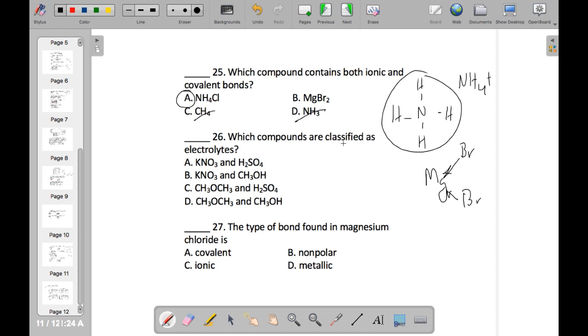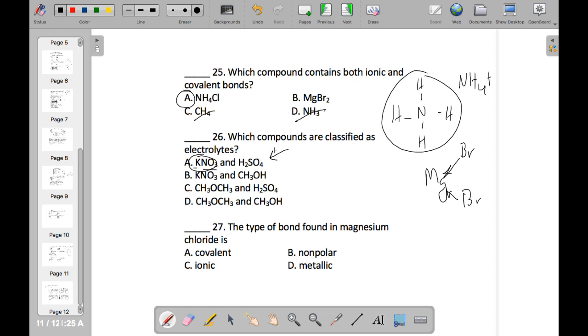Which compounds are classified as electrolytes? Okay, electrolytes are basically ionic compounds that you throw into water and they break apart, they dissociate, and then it can conduct electricity. So let's look down here and see what's an ionic compound. We have potassium and we have nitrate. Potassium nitrate, that's ionic. This is weird. We haven't gone over this a lot.